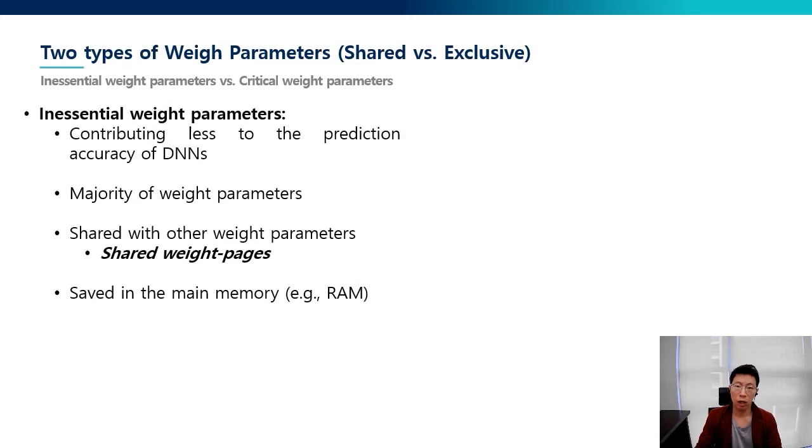To this end, we take an information theoretic approach to separate weight parameters into two types. The first type are inessential weight parameters that are assumed to contribute less to the prediction accuracy, which take the majority of weight parameters. We call these shared weight parameters, which can be shared with each other DNN's weight parameters saved in the main memory RAM in order to reduce the overall memory requirement.